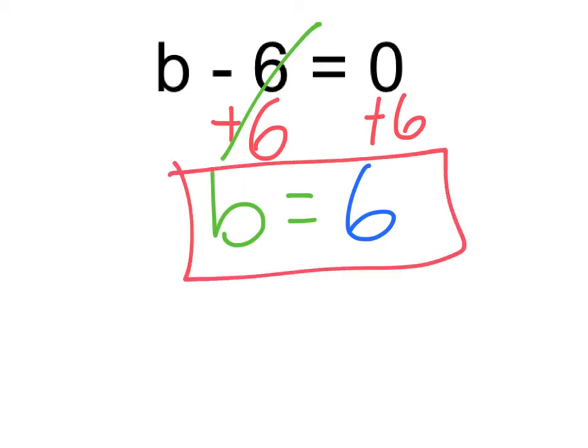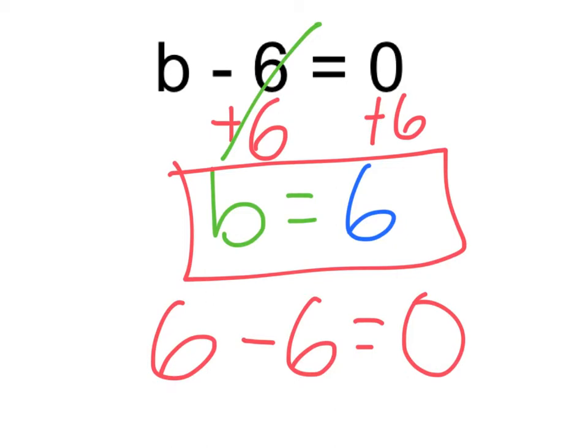That's what the variable is equivalent to. But we need to figure that out. So what I'm now going to do is plug in that 6. So instead of b, I'm going to write 6 minus 6 equals 0. Does that check out? It does. So, yep, this is our answer.